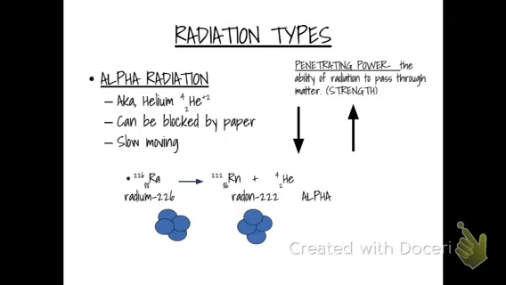Alright, it's got a very low penetrating power. Again, it's because the molecule is really large. And it's not very strong. You can block it by a piece of paper, and it is very slow moving. Alright, so as far as penetrating power goes, alpha is the least strong, and then you've got beta, and then it goes down to gamma.